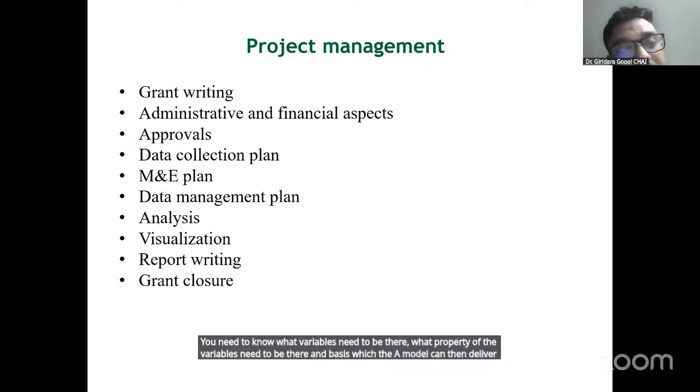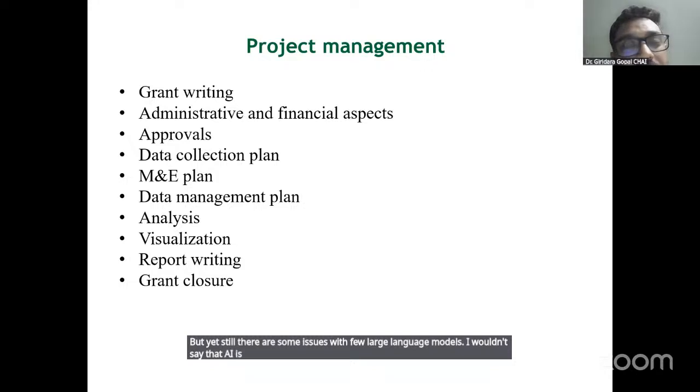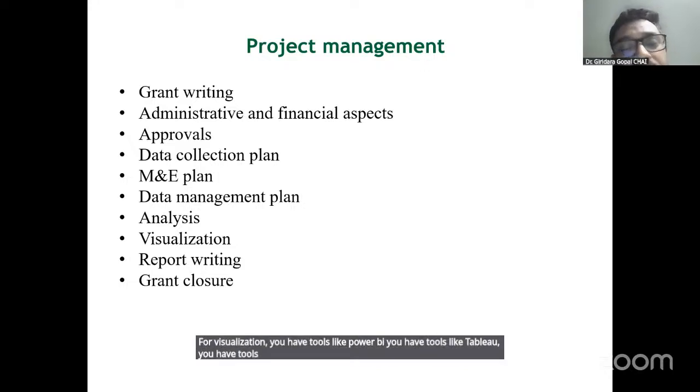So for analysis, I'm fine, but there are still some issues with a few large language models. I wouldn't say that AI is there yet, but if people are interested, I'm more than happy to guide on what the issues are. For visualization, you have tools like Power BI, you have tools like Tableau, you have tools like Google Looker Studio.